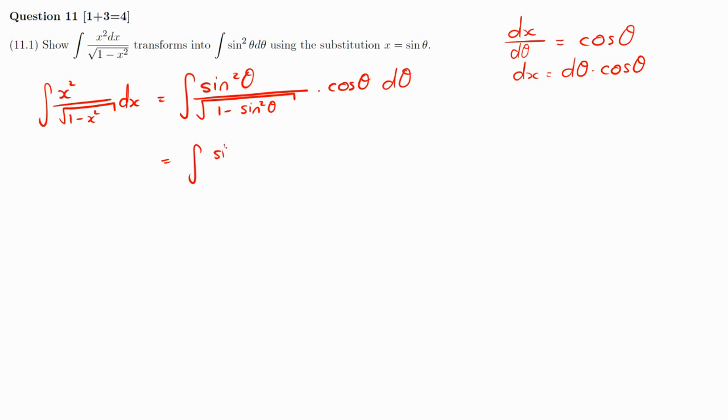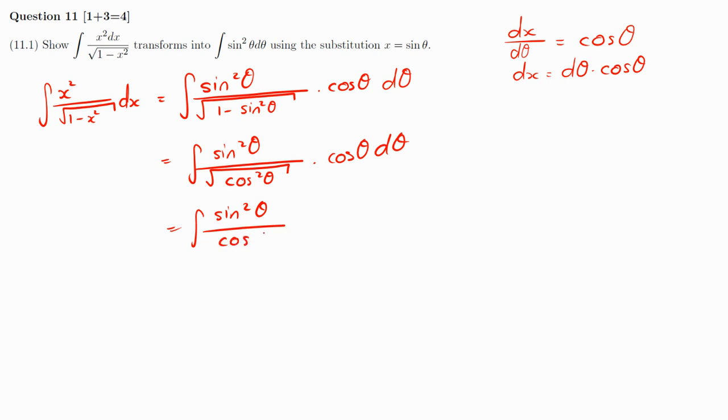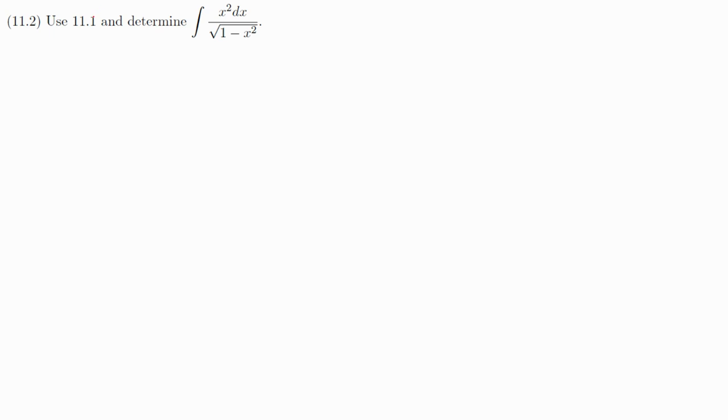Perfect. So the top part stays the same. The bottom part, we can change the inside to cos squared theta. Okay, and if we take out that square root, it cancels with the square. Then this cos and that cos cancel out. Then we'll have the integral of sine squared theta d theta, and that is exactly what they wanted. Okay, so now for the next part, 11.2, use 11.1 and determine this integral.